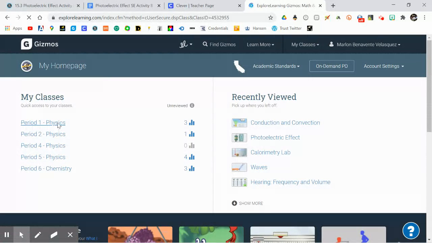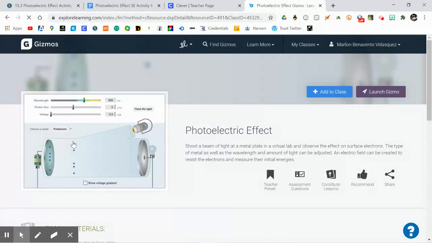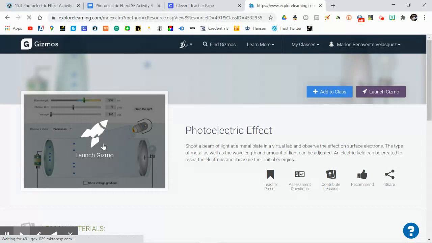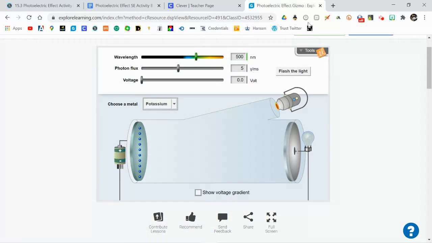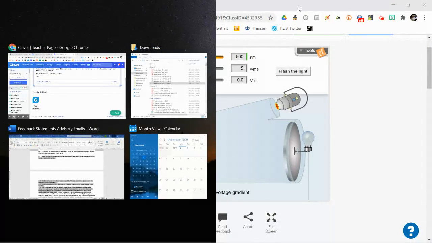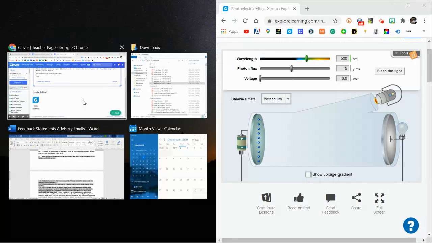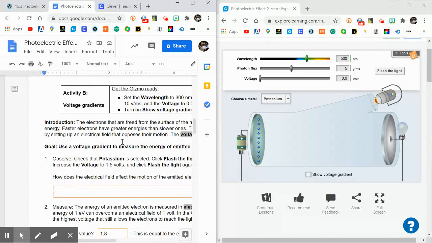So let's do the photoelectric effect. Click on that. And so here it is, all right? So now I'm going to put it on the side just because I want to look at my document as well, okay? I'm going to put this at 75%.